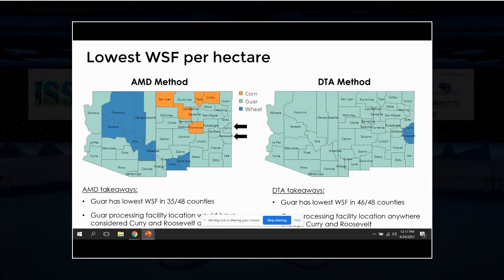So we do see more guar. This means that guar has a lower water scarcity footprint in more counties using this method. But we see that the 2 counties that we previously considered are no longer in the picture. And so this method increases the resolution and allows you to realize better decision making for regionally relevant questions.